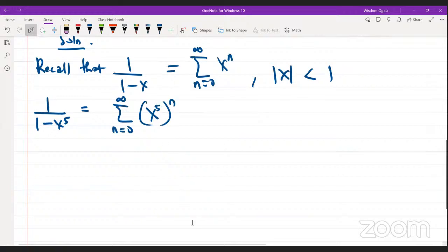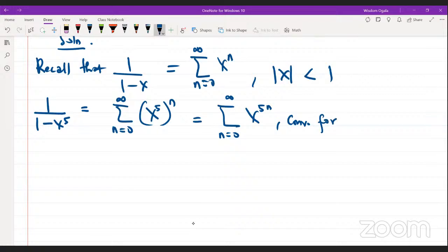Okay, so we move on. This is the same thing as, of course, you remember indices, x to the 5n. So this will converge. When will this converge? It will converge for the absolute value of x to the fifth less than 1.